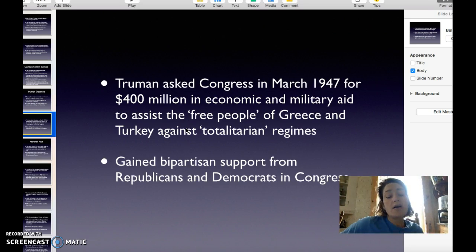Once he asked Congress, it kind of came across, some people were adamant about, yes, we need to send this help. Some people were like, nah, not so much. So it did get bipartisan support, however. That means both Democrats and Republicans were interested in helping Truman with his cause.